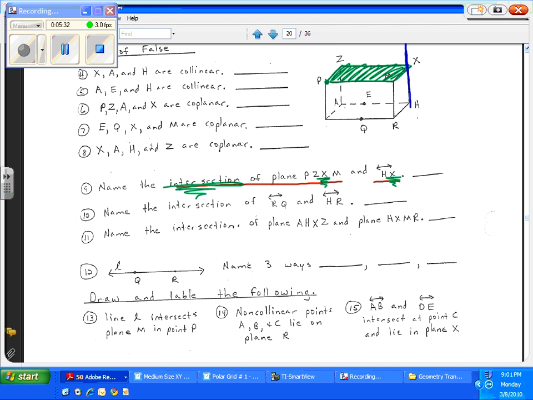HX is the line we're talking about. What that line and that plane have in common is that one point, point X. So the intersection of two figures, again, is the set of all points common to both figures.